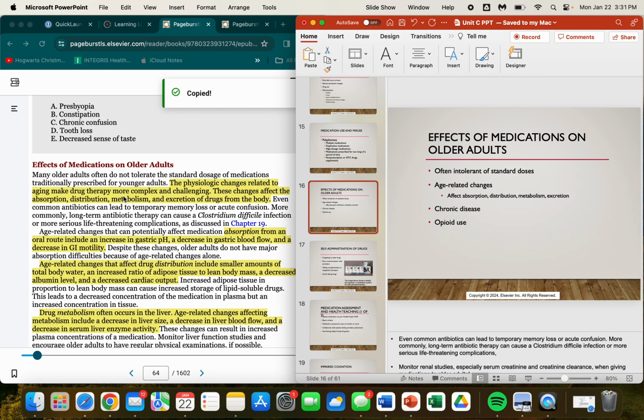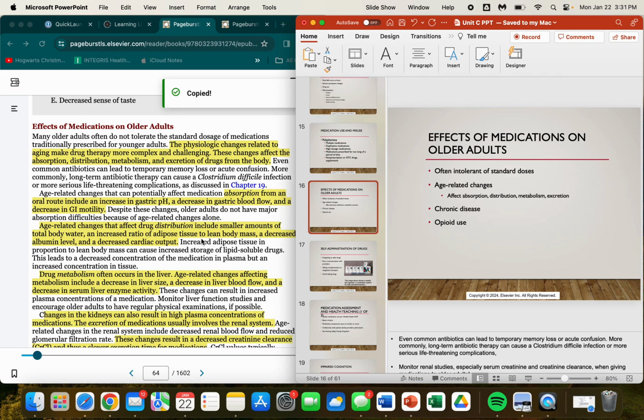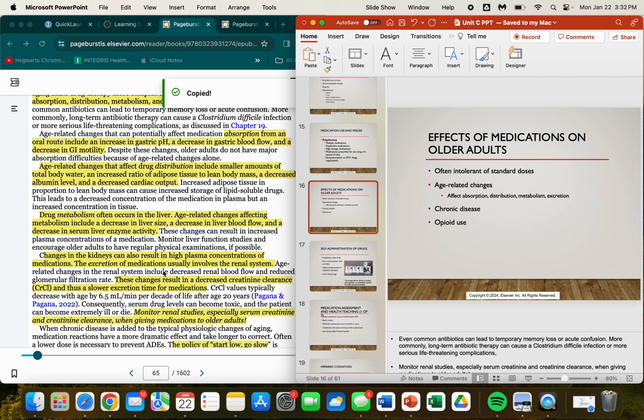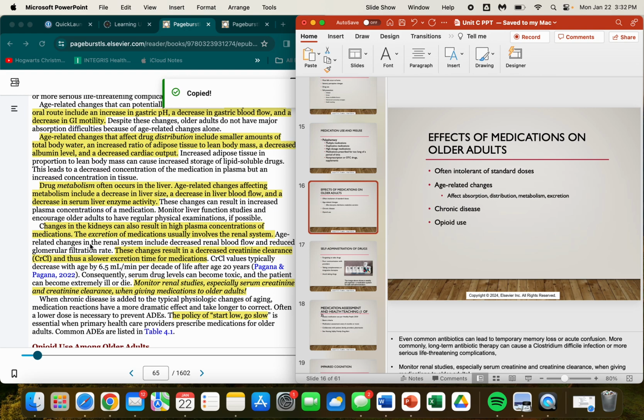The changes in their body affect the absorption, distribution, metabolism, and excretion of those drugs. Absorption can be altered by different things, including gastric pH, gastric blood flow. Age-related changes can affect distribution because the amount of body mass and muscle changes. Also, their albumin levels, and they may have a decreased cardiac output, which could potentially change how the drug distributes through their body. Metabolism can change because metabolism often occurs in the liver. Age-related changes affecting metabolism may include a decreased liver size, or decreased liver blood flow.